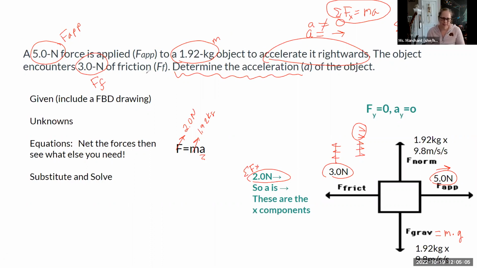Right? So, let me just do it right here so that you have it. 2 divided by 1.92 gives my acceleration as 1.04. Remember, if it says round to the hundredths, round to 2 decimal places. So 1.04 meters per second squared.